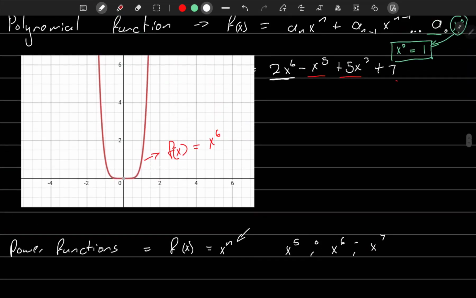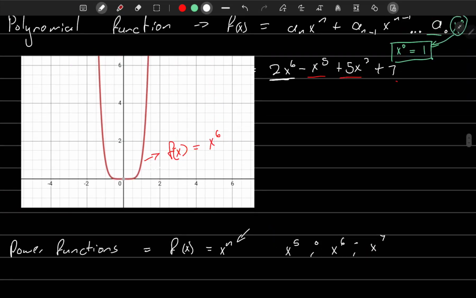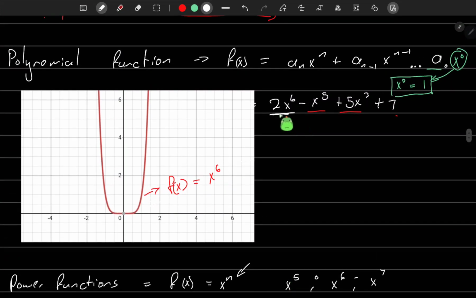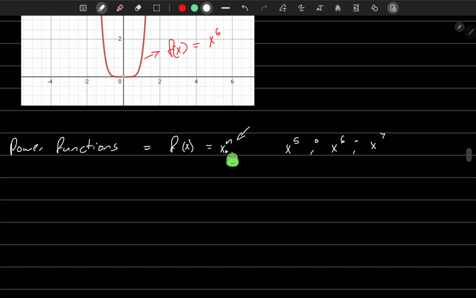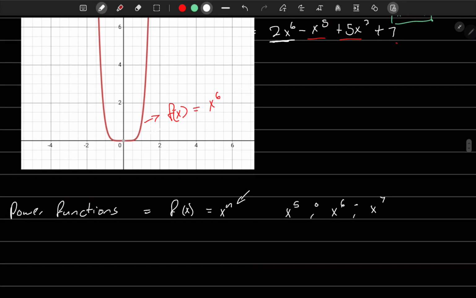But what differentiates a power function and a polynomial is that this is a power function. A polynomial, however, has multiple terms, right? Poly means many. So it is a lot of terms, and that's what separates this from a power function. And we already have an example for this.